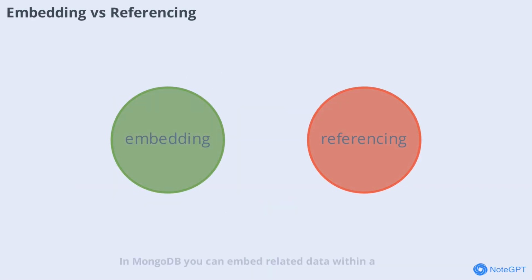In MongoDB, you can embed related data within a single document or reference it in another collection. Embedding is efficient for data that is frequently accessed together, while referencing is better for large or unrelated data. Choosing the right strategy depends on your application's needs and data relationships.